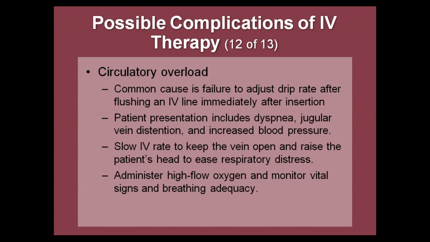You're going to see possible jugular vein distension. So again, when you have that patient at a 45 degree angle, turn your head to the side, you're going to see some veins distending in the neck. And you can see an increase in blood pressure. With this, you need to slow your IV rates. Make sure that you raise the patient's head to ease the respiratory distress.